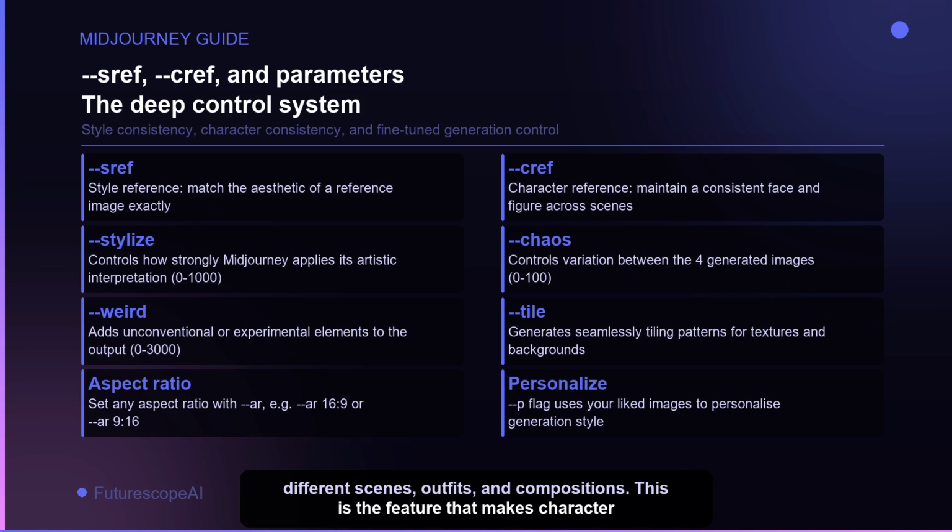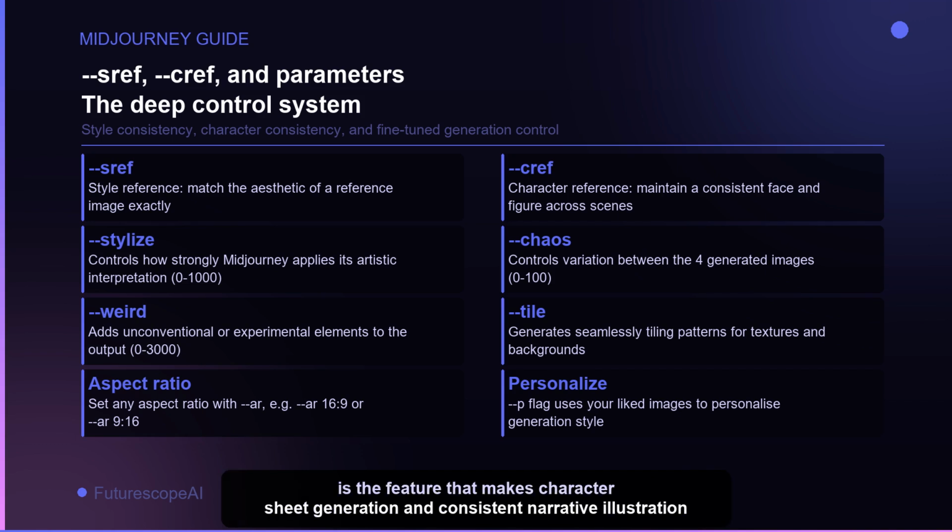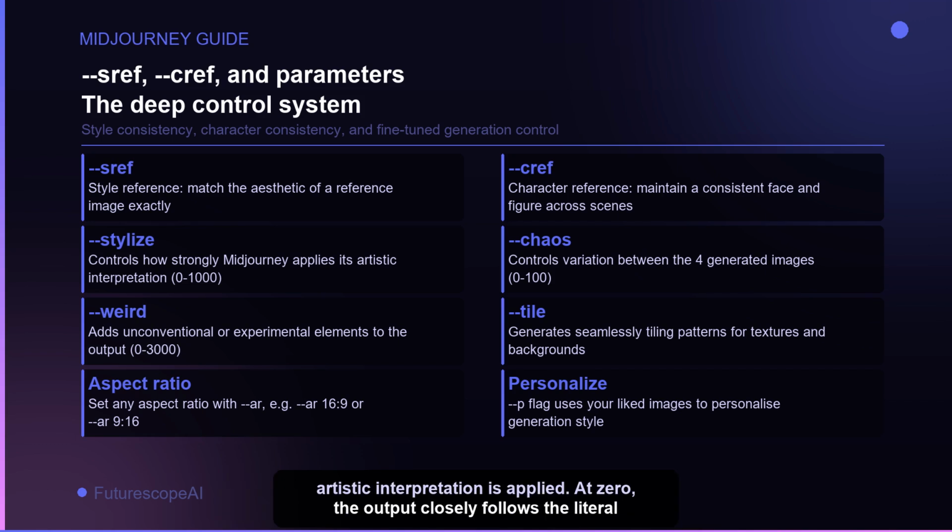Stylize controls how strongly Midjourney's artistic interpretation is applied. At 0, the output closely follows the literal prompt. At 1000, Midjourney applies maximum artistic interpretation. The default is 100. Chaos controls the variety between the 4 generated images. At 0, all 4 are similar. At 100, they are maximally different.